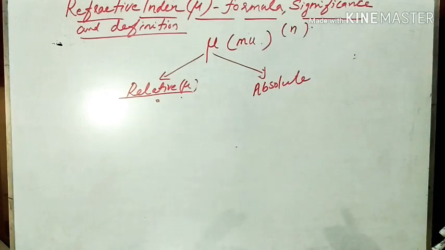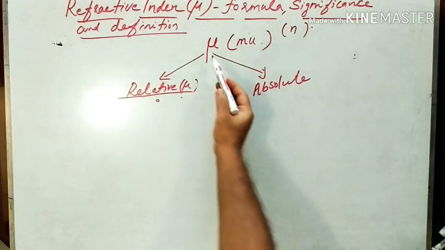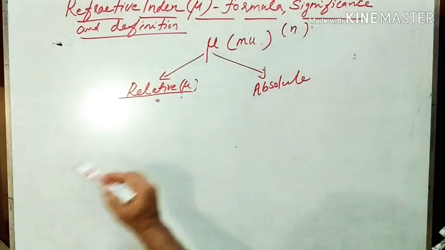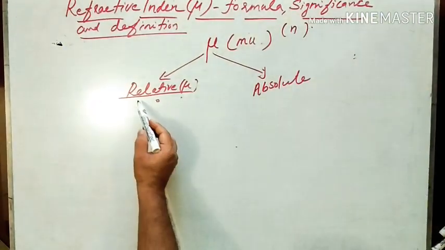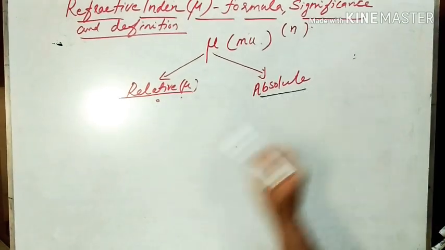So let's focus on refractive index, an important topic in light. Let's focus on its formula first, and then we will go to the definition. First, it's very important to understand the formula. Once you understand the formula, it's easy to define refractive index, and it's easy to say its physical significance. How many types of refractive indices are there? Refractive index is denoted by the Greek letter mu. In some books it is written as n. It is broadly categorized as relative refractive index and absolute refractive index.